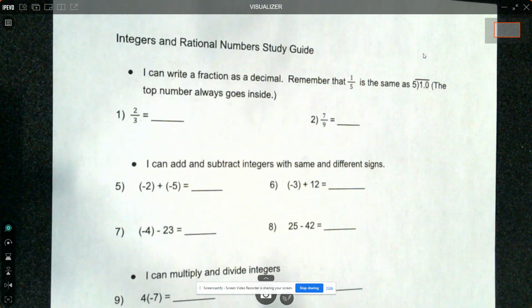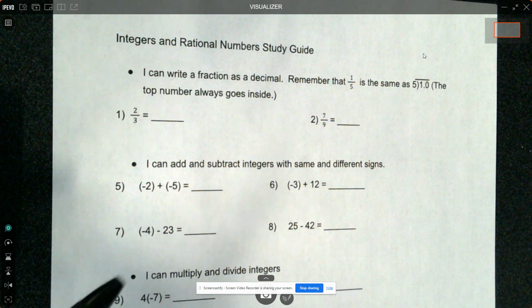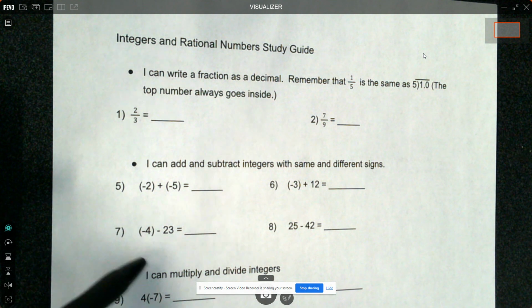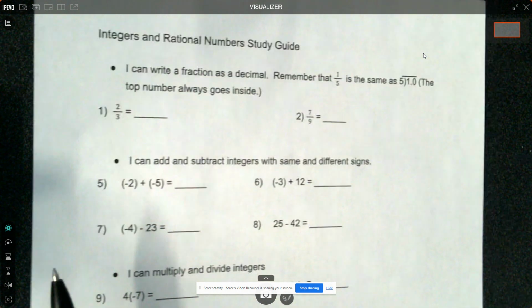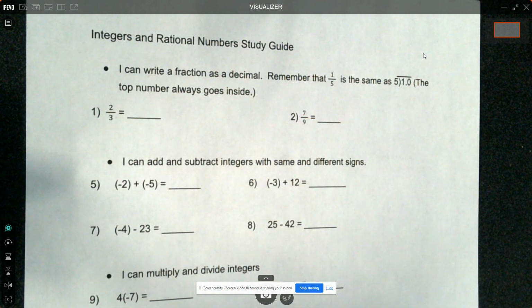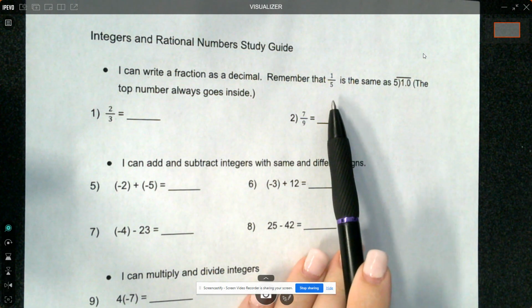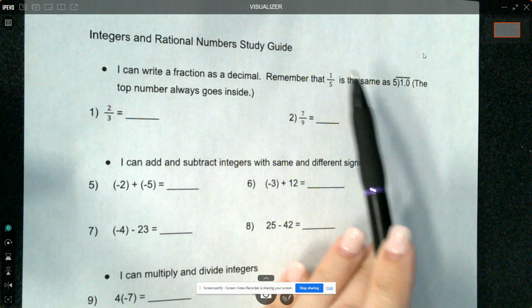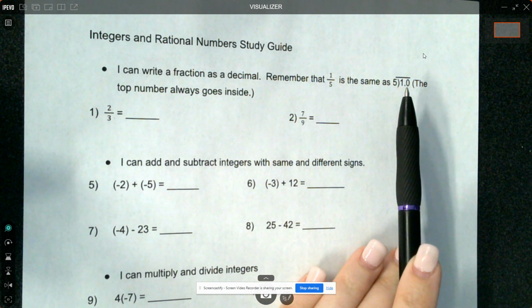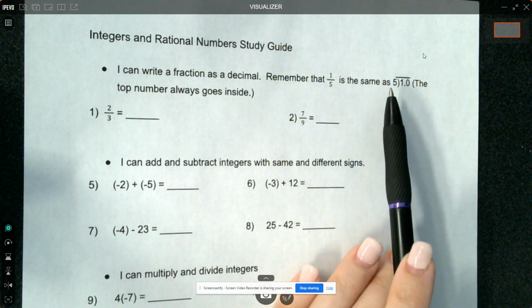Okay. So your test is tomorrow. On the study guide, I put I can statements just because these are the things that you should be able to do. The first thing we did was we learned how to write a fraction as a decimal. And it says to remember that 1/5 is the same as if you put the top number 1 on the inside of the little house and the bottom number 5 on the outside.